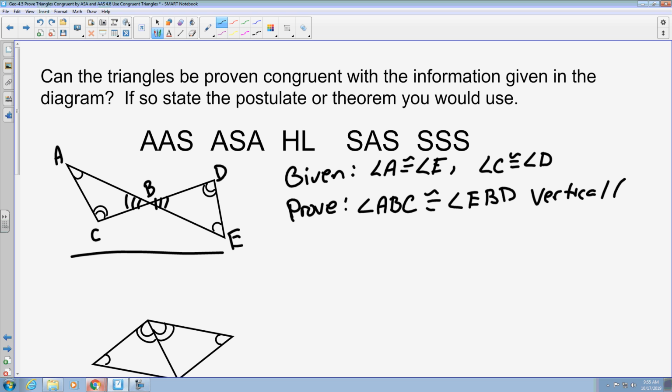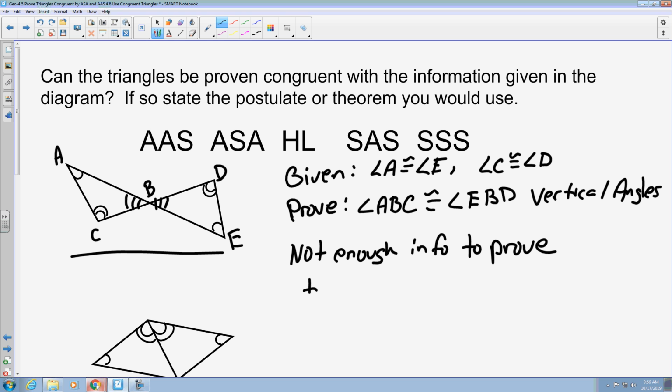The problem is there is no way to prove that any one of those sides or any one of those sets of sides are congruent. And there's no such thing as an angle, angle, angle theorem. So we do not have enough information to prove triangles are congruent.